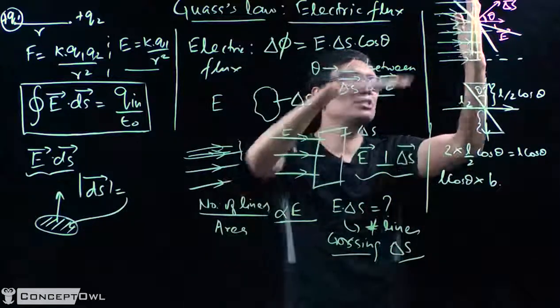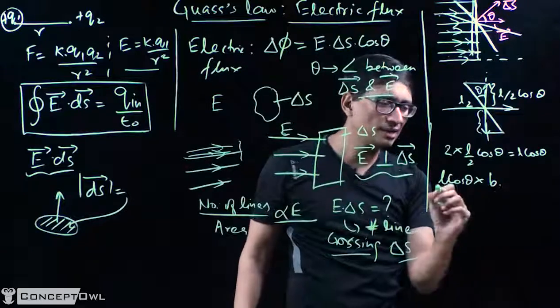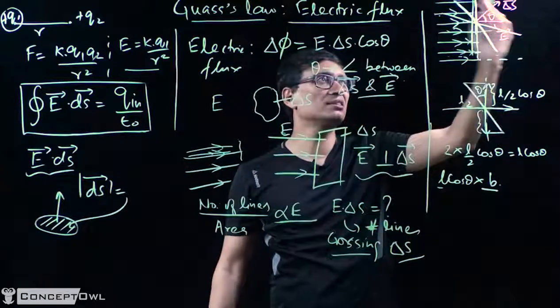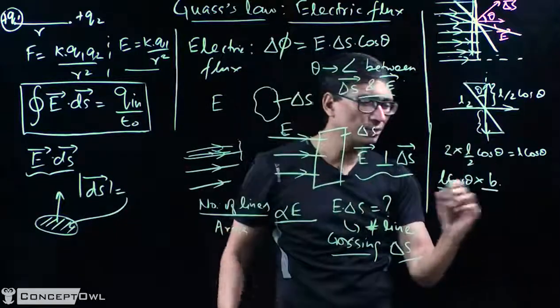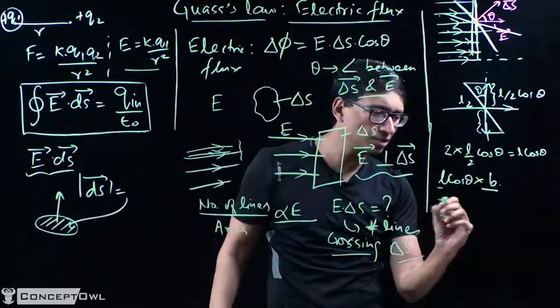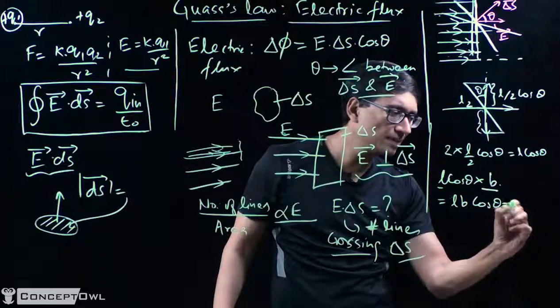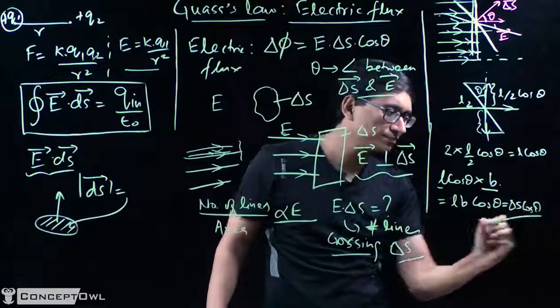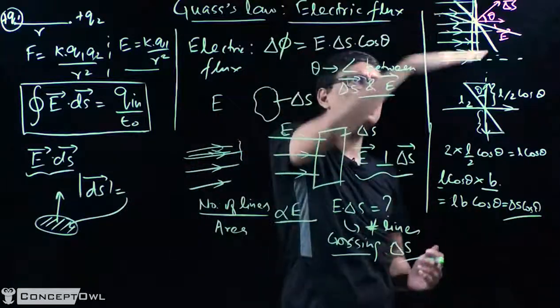When it was here, it was L into B. Now it is L cos theta into B. And what is L into B? L into B is my original area. This delta S is the area of this whole surface. So L into B is equal to delta S. So this is going to be equal to LB cos theta, which is equal to nothing but delta S cos theta, right?